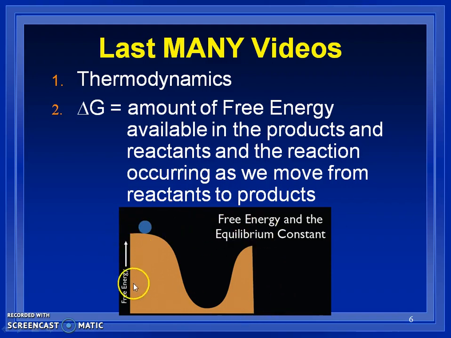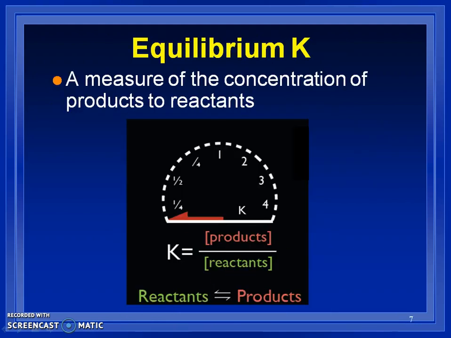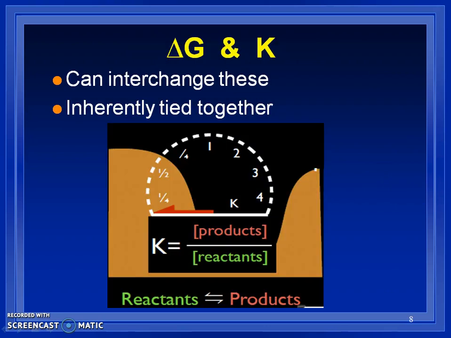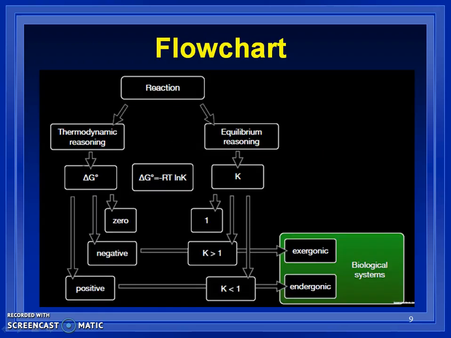So again, here is that diagram that shows us here's our reactants, the minimum amount of free energy that's available to make those products. So equilibrium, he reminded us that it was a measure of the concentration ratio between products and reactants. So how are delta G and K related to each other? They're inherently tied together by this information, okay? So really by this algebra equation of how delta G and the natural log of K are related.